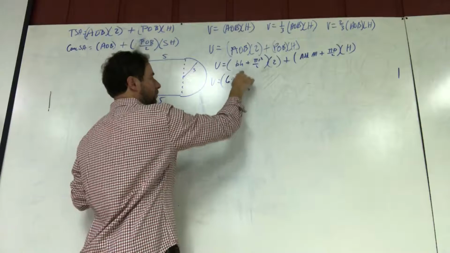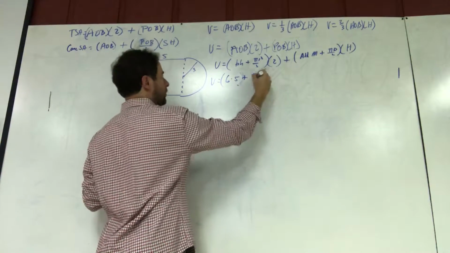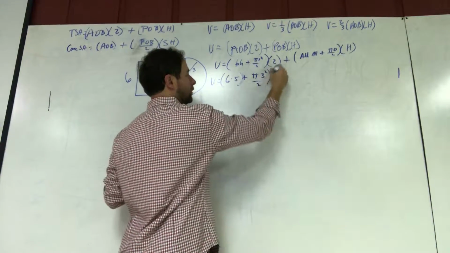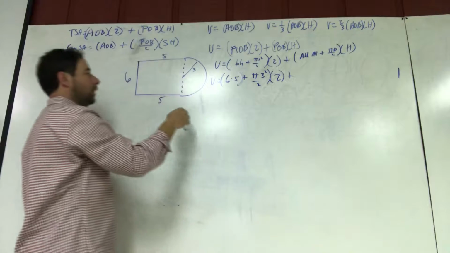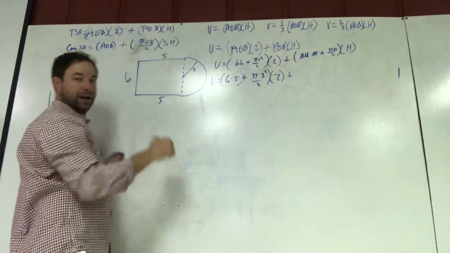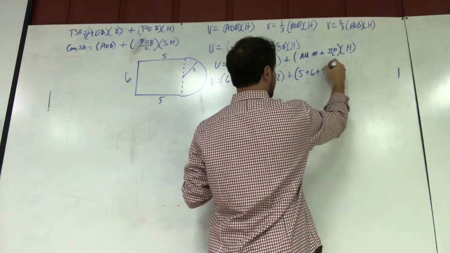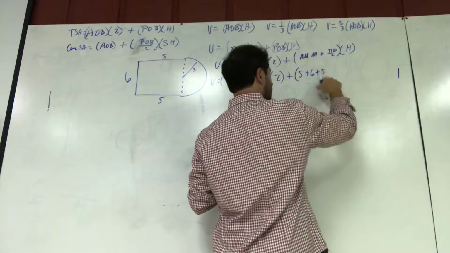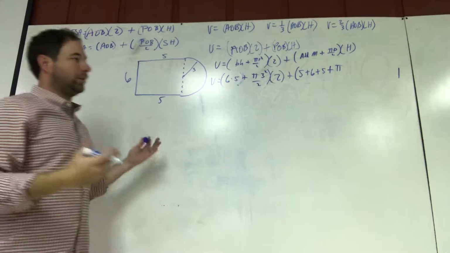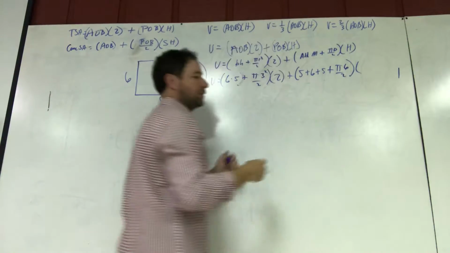And then plus, we're going to add that to pi, we just put the pi symbol, r, the radius is 3, so 3 squared divided by 2 times 2 plus perimeter of the base. It's going to be 5, 6, and 5. So 5 plus 6 plus 5. Keep doing that. Plus pi d. Diameter is 6 divided by 2 times the height of this whole thing.